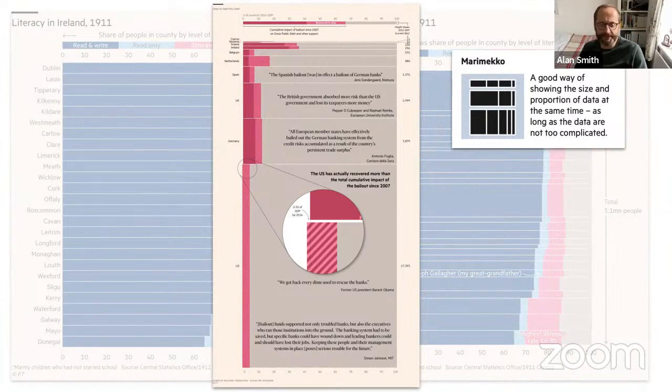the challenge. So this was a graphic that I did for the FT, where we were just looking back to the financial crisis of about 15 years ago, the global financial crisis. And at that time, governments bailed out the banks with money. And what we ended up doing here was a Marimekko chart that showed on the horizontal axis what was the size of the bailout as a share of the country's GDP? You can see that that horizontal goes from 0 to 100.